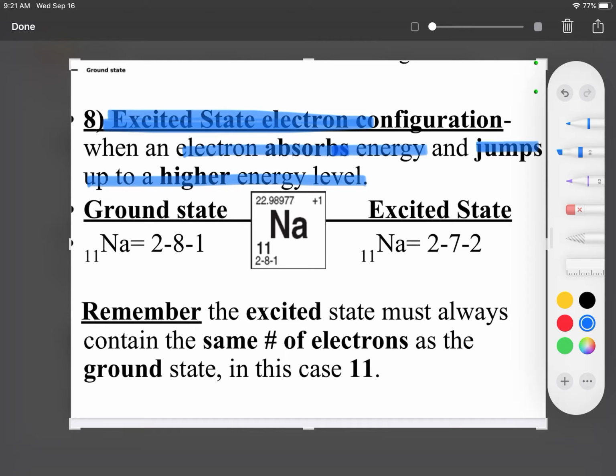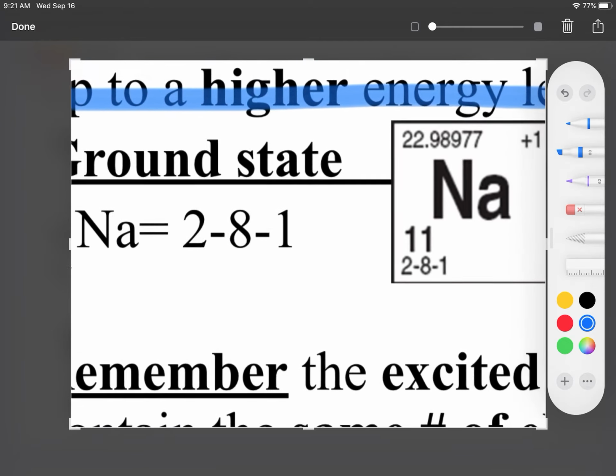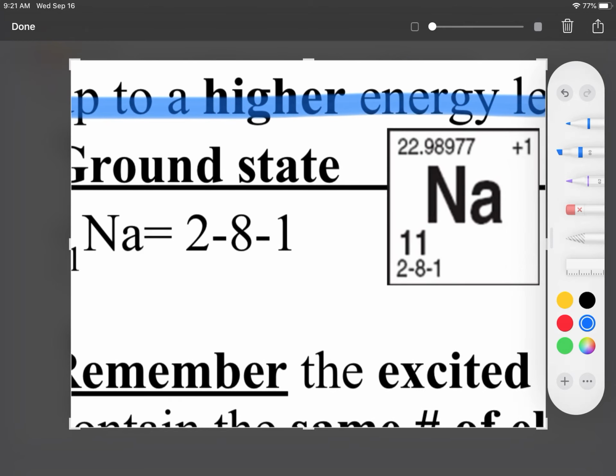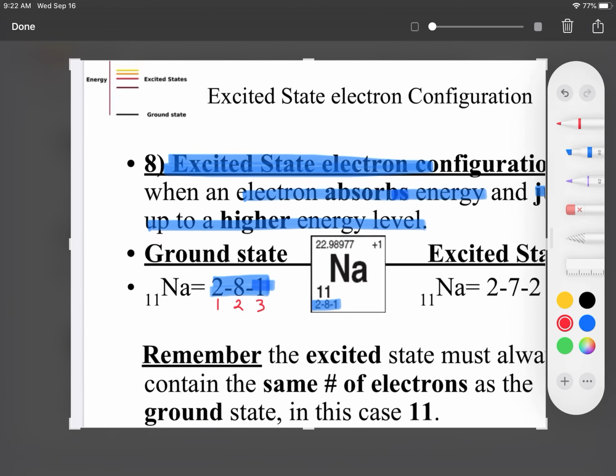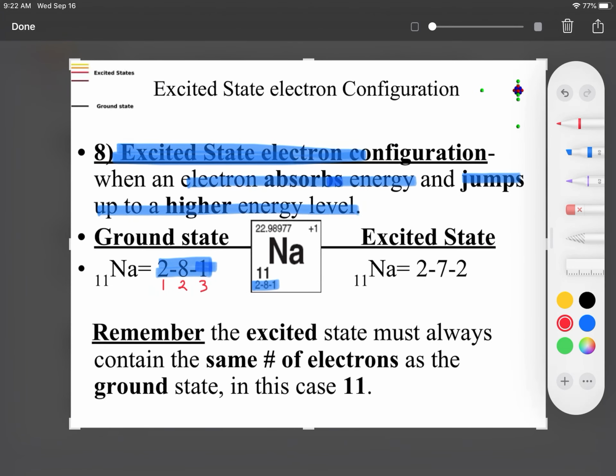Okay? So now, I'm looking at sodium over here. Let's look at sodium, guys. I took a picture of sodium from your periodic table. This is what it looks like here. Sodium has a configuration of 2-8-1, right? We learned that this is the ground state because this is what I found on the periodic table. We also just learned that there's 2 electrons in the first shell, 8 in the second, 1 in the third. Okay, so let's go back to the definition for excited state. It says when an electron absorbs energy and jumps up to a higher energy level.